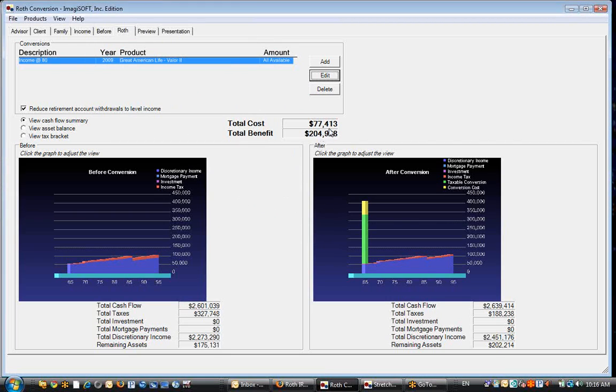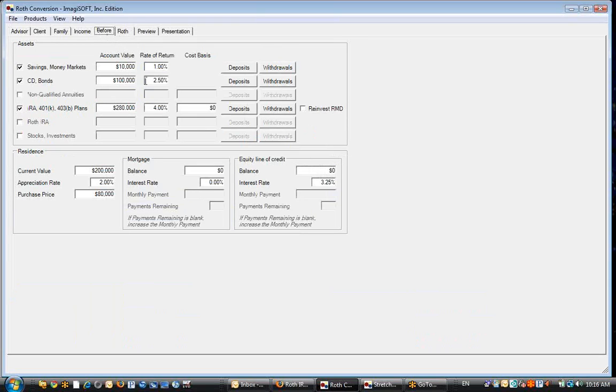Okay, so he could pay $77,000 and then have a benefit of $204,000. I don't personally consider this one to be a suitable sale. The reason is because of the $77,000. If I go look at his before, it takes out of his $110,000. It takes almost all of his liquid cash. Doesn't make any sense for this guy.